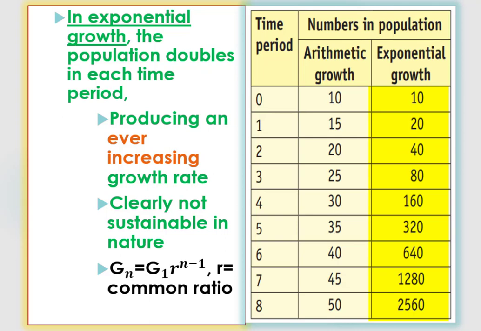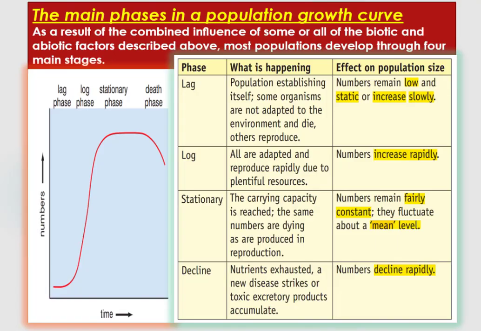As we can see from the table, the population density gets doubled and doubled after the initial establishing phase. So, the nth period might be minutes, hours, days, months, years, or decades, depending on the type of population. These are the main phases in a population growth curve, as a result of the combined influences of some or all of the biotic and abiotic factors described above. Most populations develop through four main stages or phases. The first phase is lag phase.